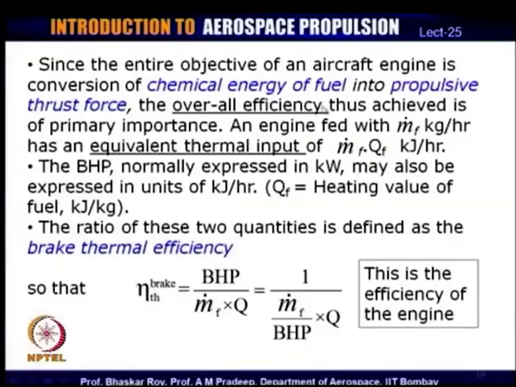So, we have an engine which is fed with a mass flow, let us say m dot f, and this mass flow has a thermal input of Q f, and BHP is normally, as I mentioned, expressed nowadays in terms of kilowatts, and it may also be expressed in terms of kilojoules per hour, and where Q f is the heating value of the fuel. This is a characteristic of the fuel. This is the chemical energy that is expected to be contained within the fuel.